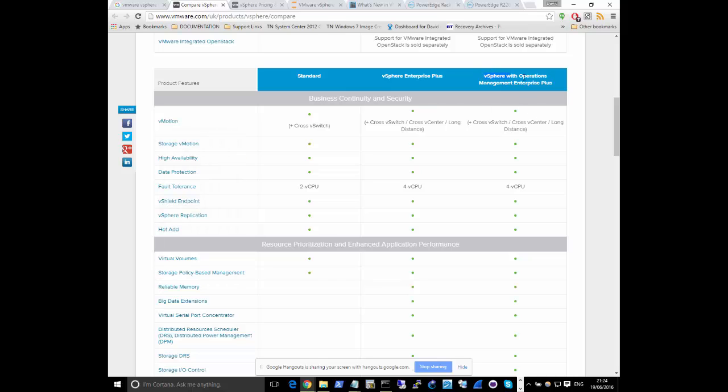This other licensing option that they have, what they're saying is, we'll sell you vSphere Enterprise Plus, but we'll also sell you some of our other products on top of that. So they've got vSphere Operations Management, which is other products apart from Enterprise Plus. So you get Enterprise Plus plus other products.